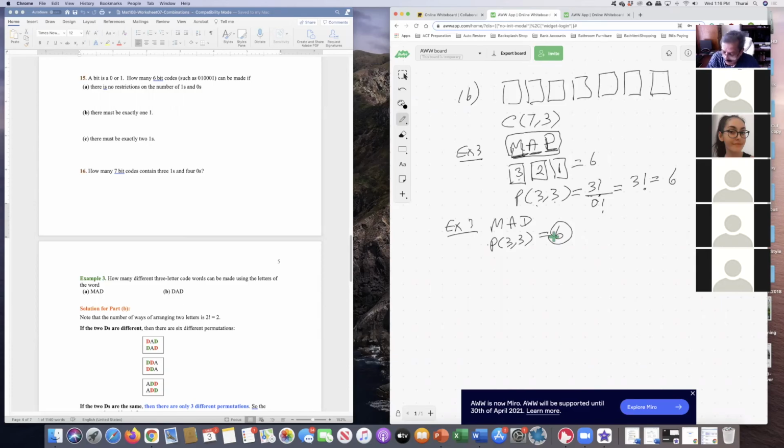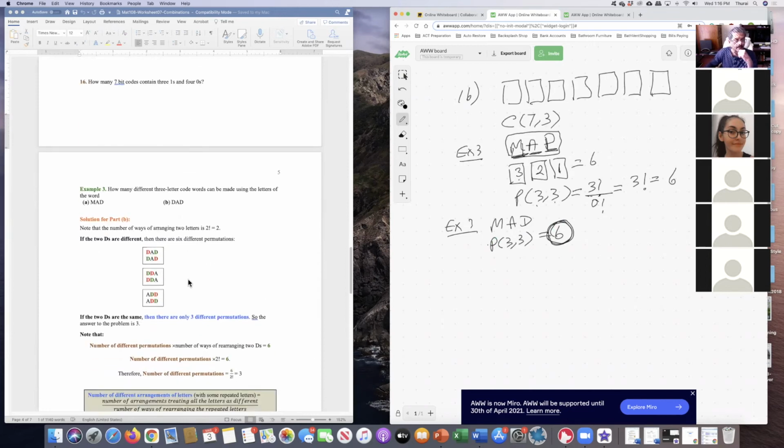But if the word is dad, D-A-D, then if you calculate it this way, you will get 6, but you're not going to have 6 different words. And that's why I'm showing you all those details. So look at this worksheet.